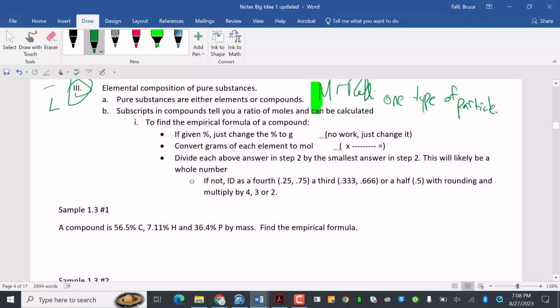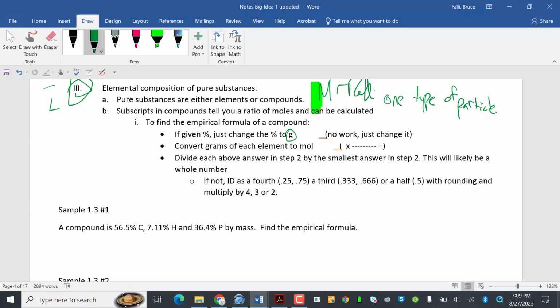To find the empirical formula of a compound, if you're given percentages, just immediately change the percentages to grams. No work, just change it. So if I'm 37%, I'm 37 grams. We're really doing out of 100. Convert grams of each element into moles, times dividing bar like we did last time. And then divide each answer above in step 2 by the smallest answer in step 2.